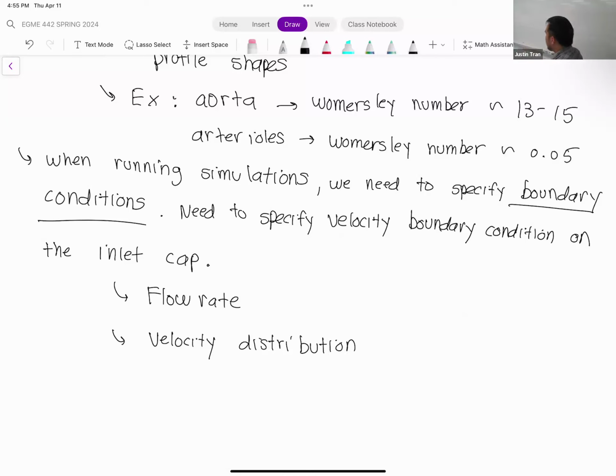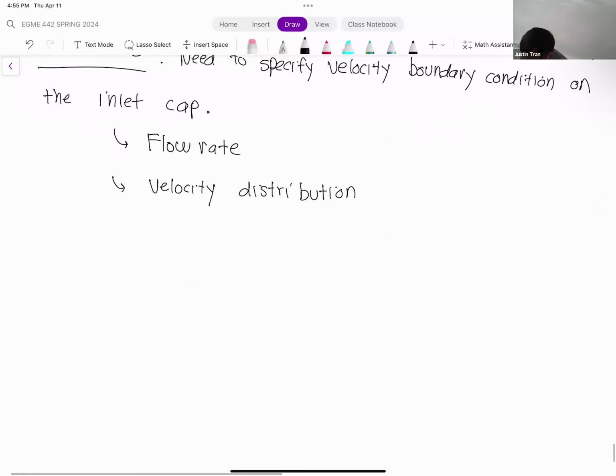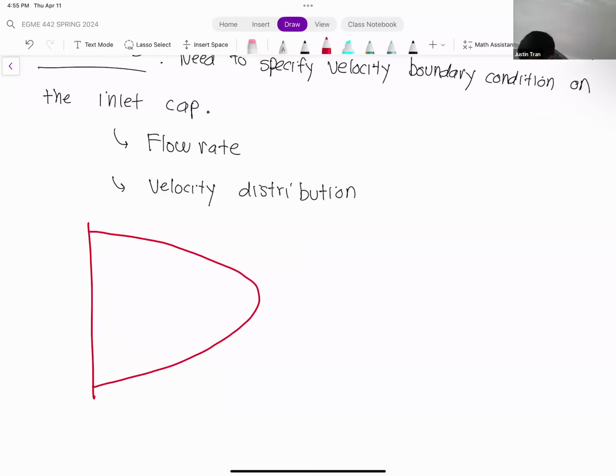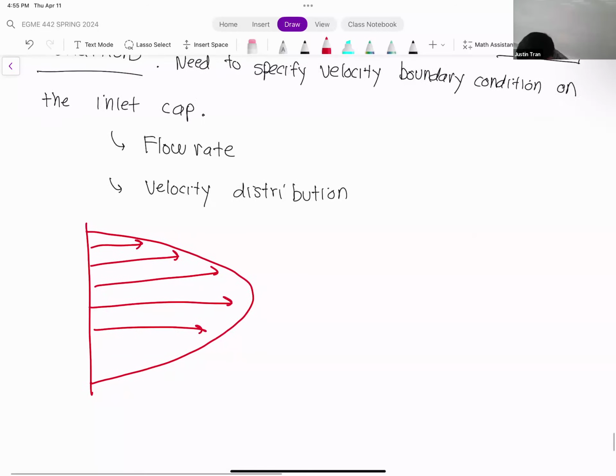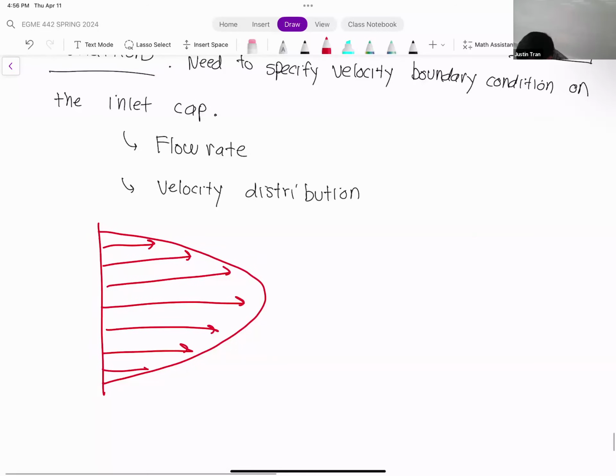Because it's not enough just to specify the flow. You also need to specify how that flow is distributed among the velocity. So let me give you two examples. Let's do a very classic parabolic profile like this. And on the other hand, I'm going to do what we call a plug profile, which is more like a flat profile, which looks more like this.